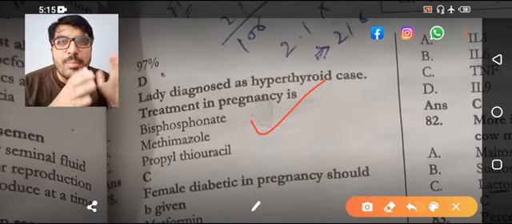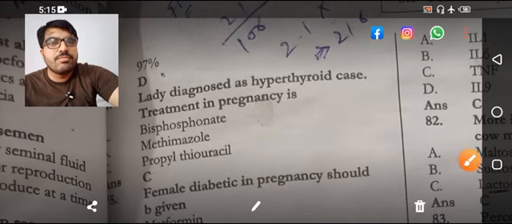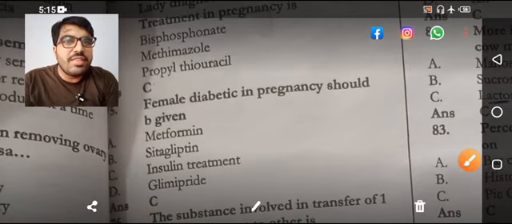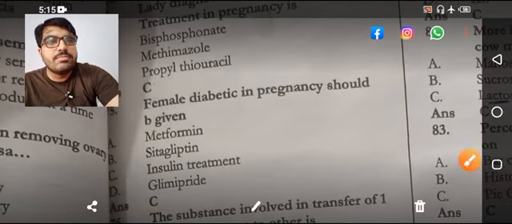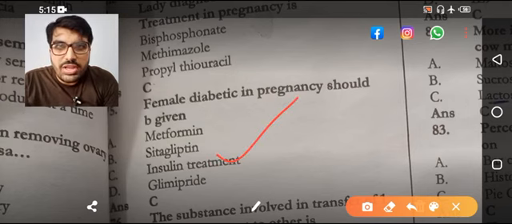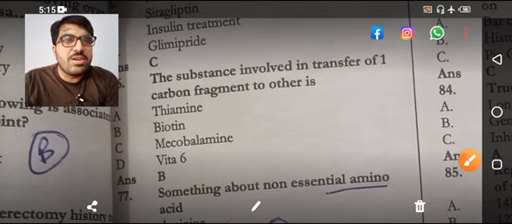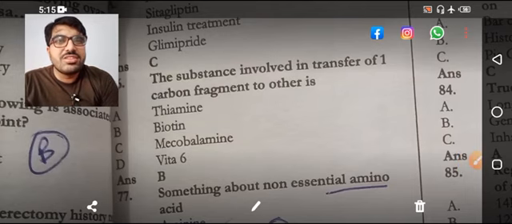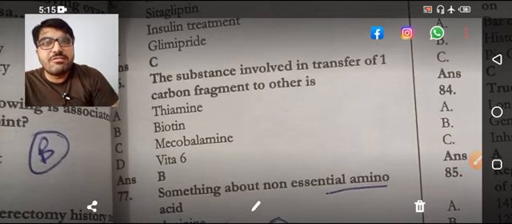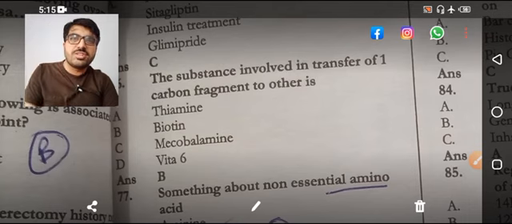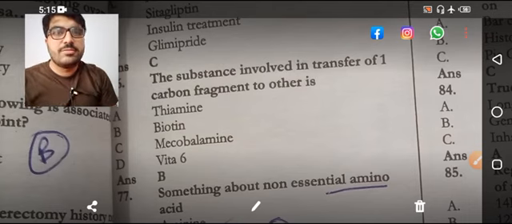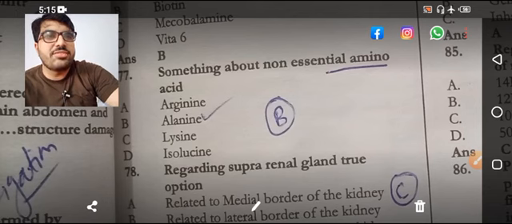What is the most common complication of propylthiouracil? Hepatotoxicity, hepatitis. A female diabetic in pregnancy should be given insulin treatment. The substance involved in the transfer of one carbon fragment to the other is biotin. If biotin is missing, the next best option is tetrahydrofolate, that is folic acid.